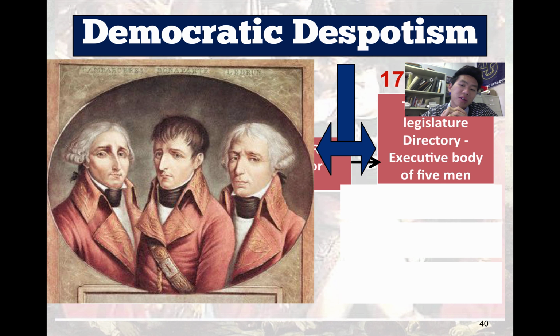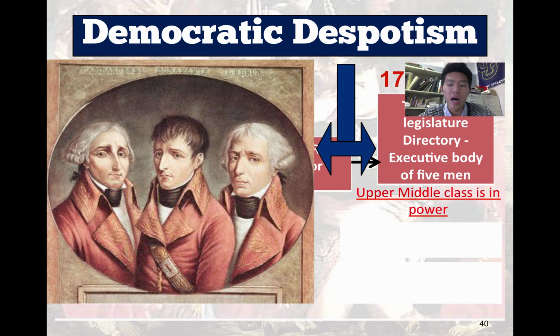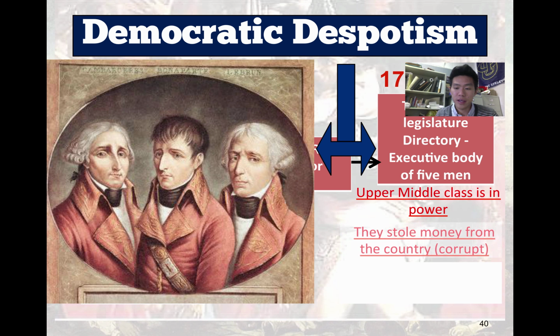Now, the thing is, they call it democratic despotism because though there was a democracy in system and how it looked, how they ruled was terrible. Okay, so they only put the upper middle class in power. Okay, and so everyone else that was not in the upper middle class, if they're in the lower class or just the regular middle class, didn't have any laws that protected or supported them. And so that's why they call it a despotism, because they were only helping themselves. Okay, they were known to be extremely corrupt and constantly stealing money from the country.